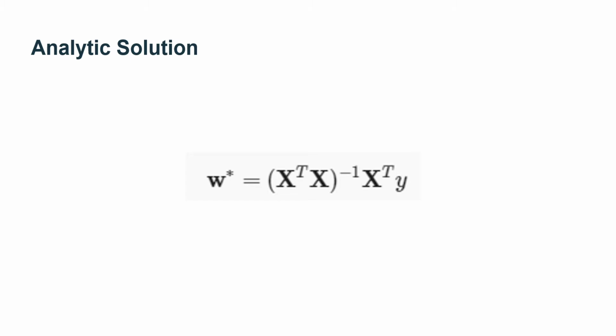Thus, there is just one global critical point on the loss surface, corresponding to the global minimum. Taking the derivative of the loss with respect to w and setting it equal to 0 gives the analytic solution.